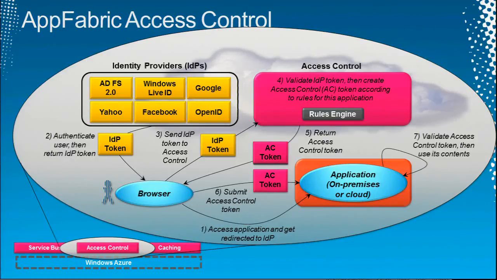Why is that better? Two big reasons. Number one, the app only has to deal with one kind of token. All it ever sees are these AC tokens. It doesn't see anything else. Number two, what's in that AC token can be standardized. So no matter what IDP the user uses, via access control, the rules engine, the token the app sees can be the same, with the same contents. The whole point here is to make it possible for apps to accept logins from diverse IDPs without suffering too much pain.